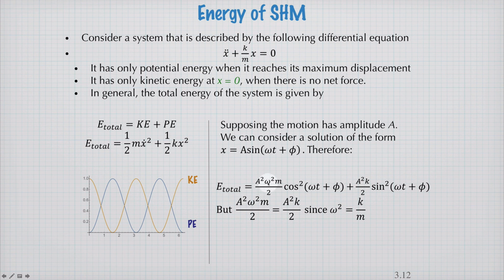But if A squared omega squared m on 2 is equal to A squared k on 2, then what we have in fact is some common factor outside of cos squared plus sine squared. And that common factor is either A squared on 2 omega squared on m, this one, or k A squared on 2, since they're equal. So the total energy can be expressed either in terms of the frequency or the spring constant.